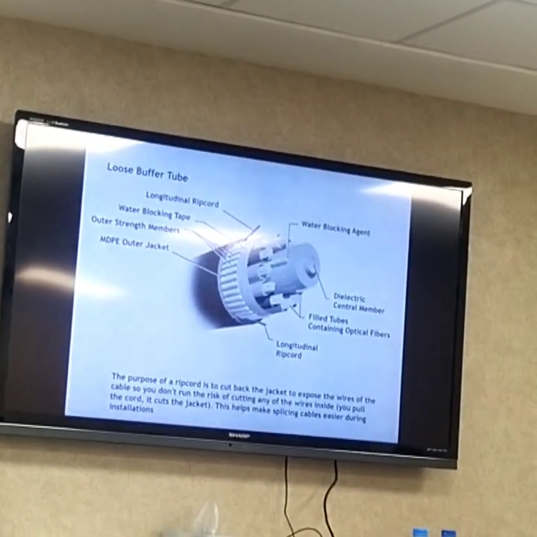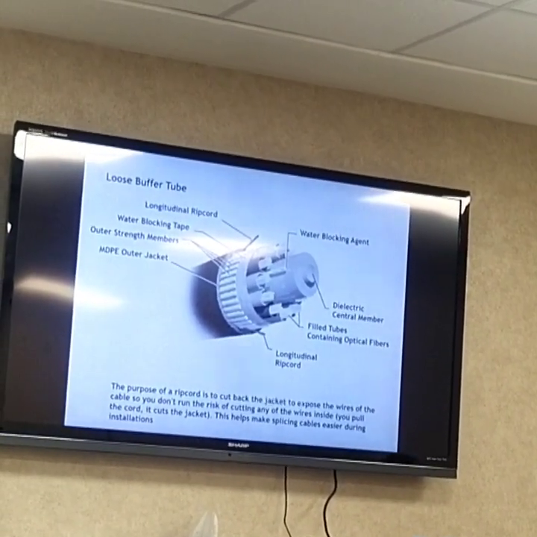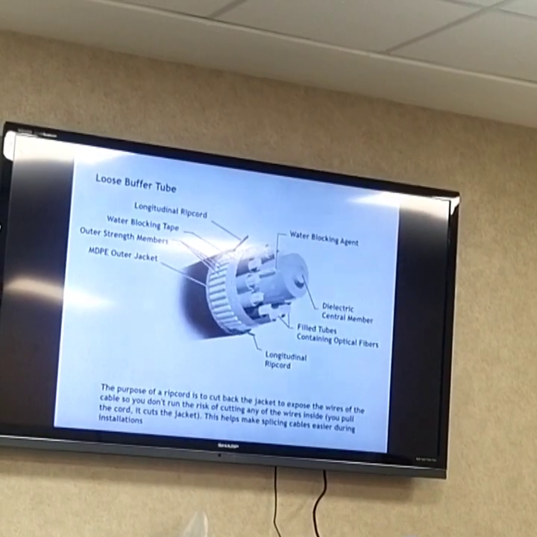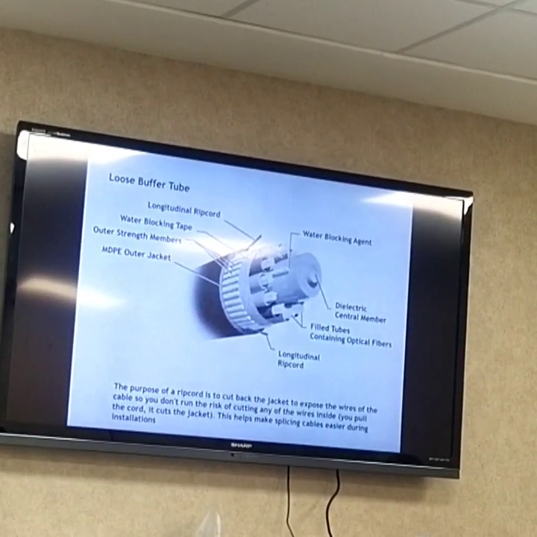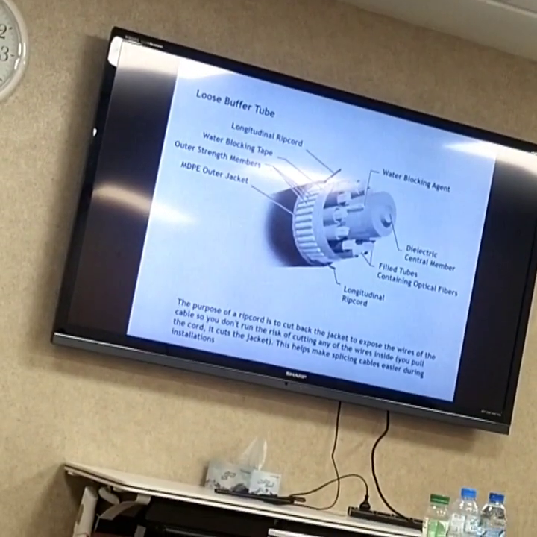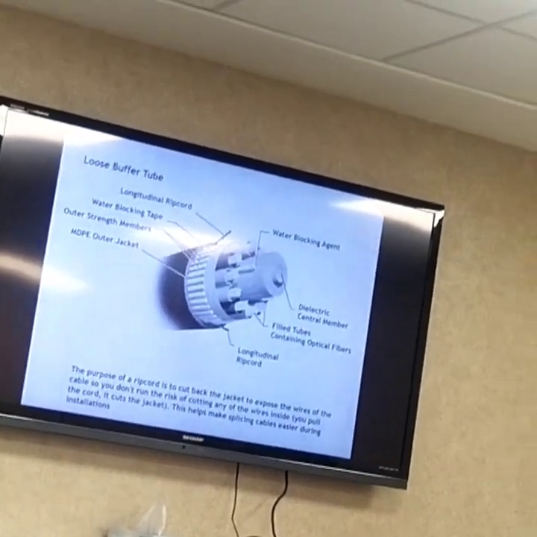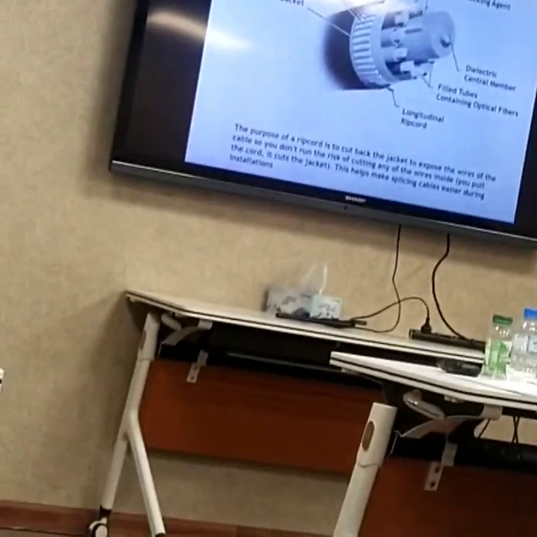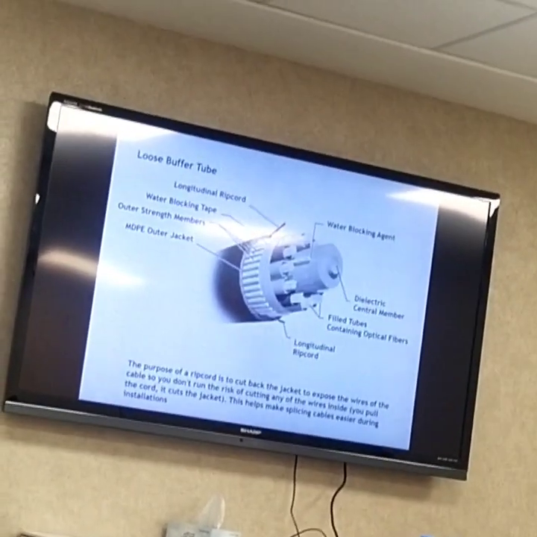This is the purpose of the ripcord, as our colleague said. The purpose of a ripcord is to cut back the jacket to expose the wires of the cable, so you don't run the risk of cutting any of the wires. You pull the cord, it cuts the jacket. This helps make splicing cables easier during installation. You don't need to use any cutting tools. You can use this ripcord.